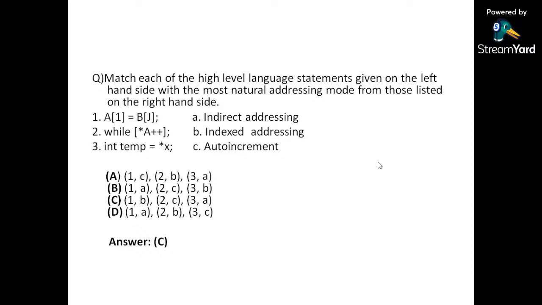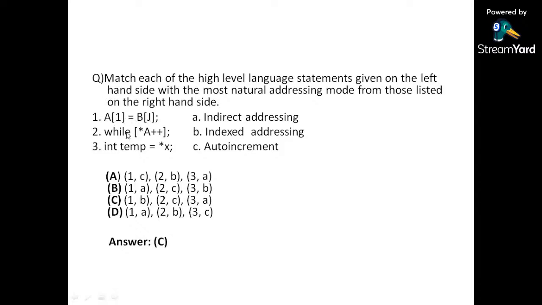Okay, so first question is, match each of the high level language statements given on the left hand side with the most natural addressing mode from those listed on the right hand side. Okay, so what do we need to specify? Here an instruction is given. First instruction is a1 is equal to bj.